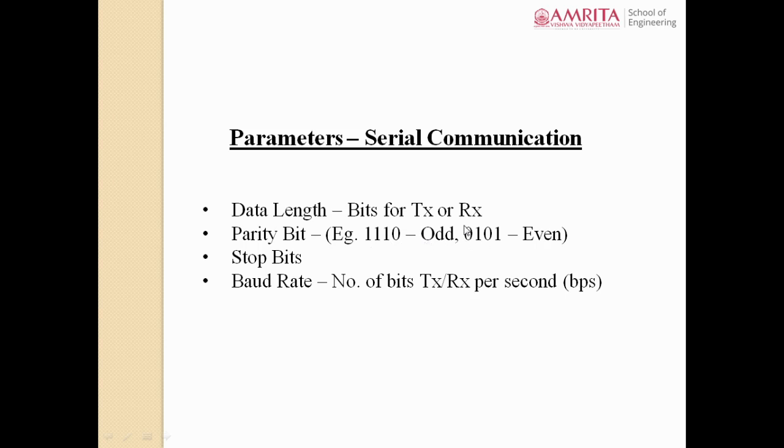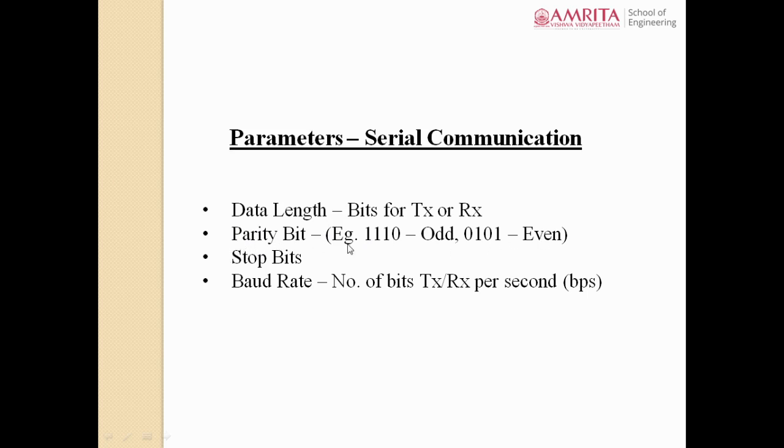And take the number 0101. How many ones are there here? 2 ones are there. Since the number of ones is 2, we say it has even parity. So this is known as odd parity and even parity. If you add a parity bit for serial transmission, you can identify whether your number has odd parity or even parity.